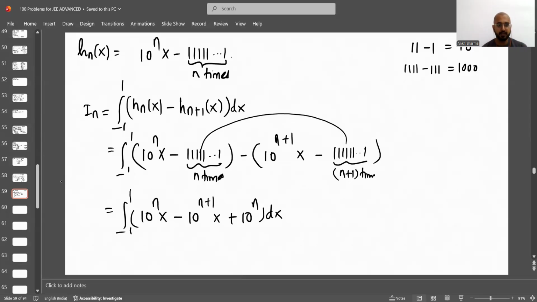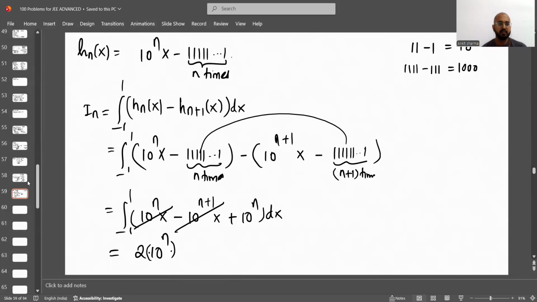So this thing will turn out to be the integral from minus 1 to 1 of 10 to the power n times x. Okay, x is at the bottom, and this is an odd function. So basically this becomes 0, and this also becomes 0. We are left with 10 to the power n, integration from minus 1 to 1, which is 2 times 10 to the power n. So I get 2 times 10 to the power n simply.